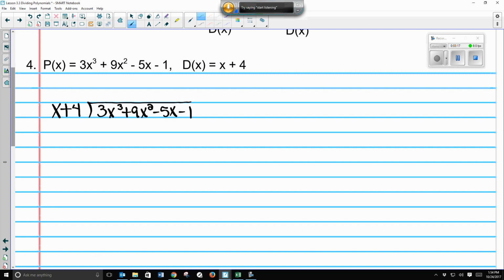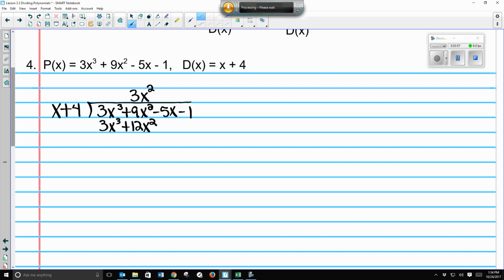So then you go, okay, how many times does x go into 3x cubed? However many times it goes into it, you'll see where it lines up, where you have to put it. What would I have to multiply x by to get 3x cubed? 3x squared. And you put it on top of the one that it matches. So 3x squared times x is 3x cubed. 3x squared times 4 is positive 12x squared.